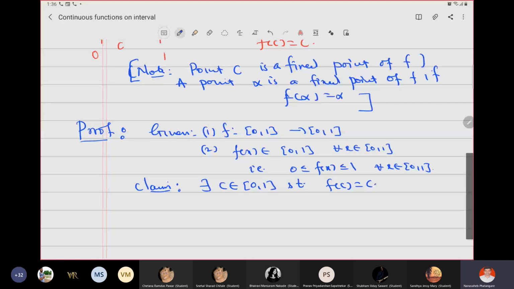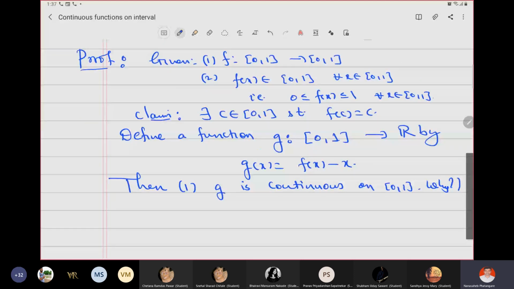Define a function g on the same interval [0, 1] to R by g of x is equal to f of x minus x. f of x is an already given function, and using that I am defining a new function, f of x minus x. Then what are the properties of g? Is g continuous? Yes, it is continuous because f is continuous, x is continuous, so the difference is continuous.